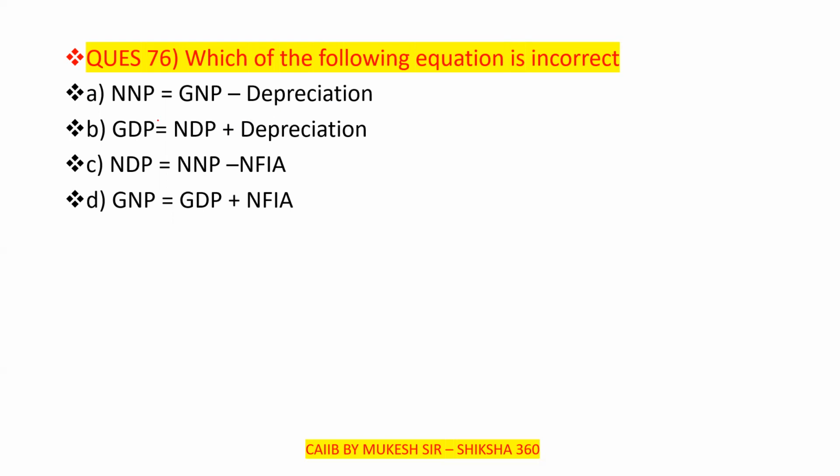Option A: NNP, that is net national product, is gross national product minus depreciation. Because this is national on both sides, it has to be the same. We have to find net, so we take gross minus some deductions, and that deduction is depreciation. So this one is correct. We have to find the wrong one.